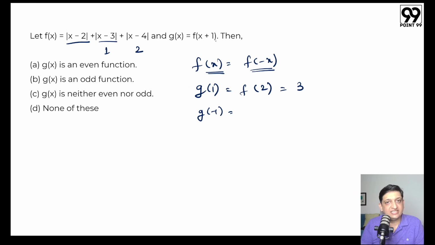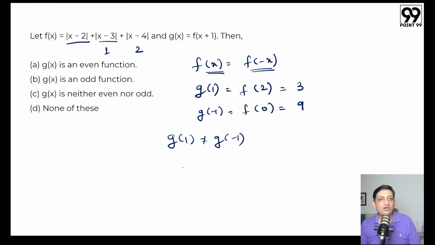G of minus 1 in this case is going to be equal to f of minus 1 plus 1 that is 0. Now what do we get if we put x equal to 0 here? I am going to get the value of the first bit as 2. Then 3 and then 4, because 0 minus 2 is minus 2, mod of which is 2, 0 minus 3 is minus 3, mod of which is 3, 0 minus 4 is minus 4, mod of which is 4. So 2 plus 3 plus 4 is going to give me a 9 here. So I will definitely be able to say that g of 1 is not equal to g of minus 1.